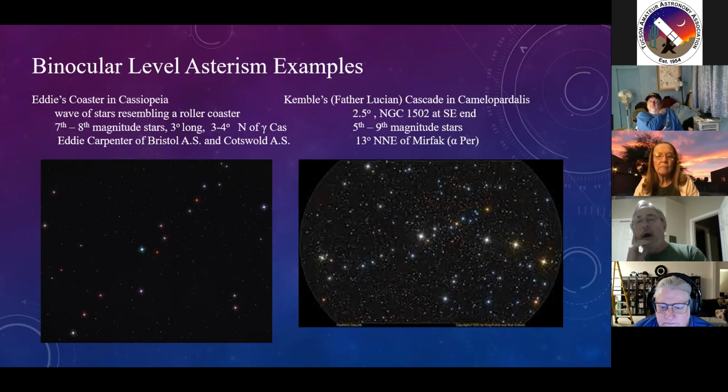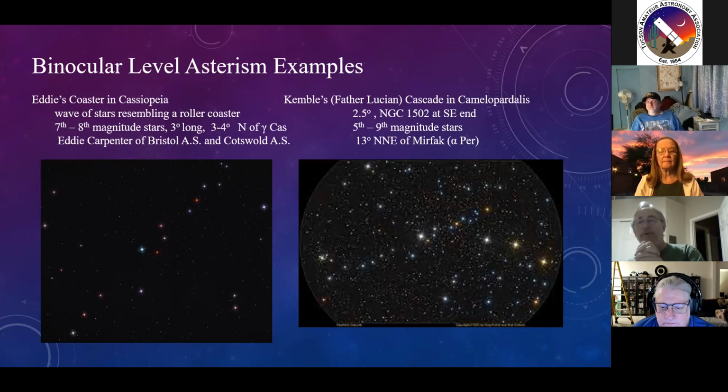Another very common one, and this has been around for a few decades, is Kemble's Cascade in Camelopardalis. This was identified by, I think it was a Franciscan priest, Father Lucian Kemble, and was put together, has been adopted by a number of people, and has shown up in a couple of guides.